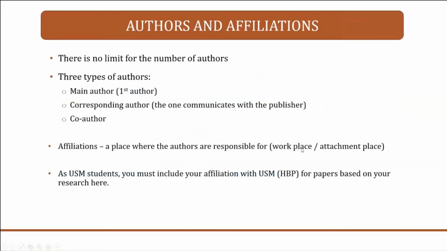So authors and affiliation. Okay, authors and affiliation, there is no limit in terms of the number of authors. I've seen science papers that can have 20 authors, but commonly not more than 5. Okay, there are 3 types of authors: the main author, corresponding author, and co-author. So if you are the main author, this is the first name appearing in the list. Okay, and the main author can also be the corresponding author, the one that communicates. But there are also papers in which the main author is not the corresponding author. The corresponding author could be the last in the line.